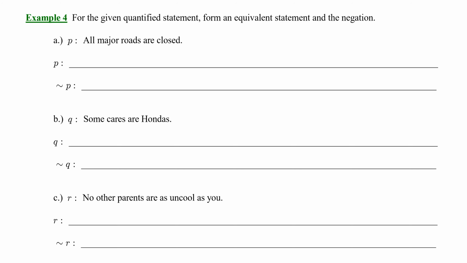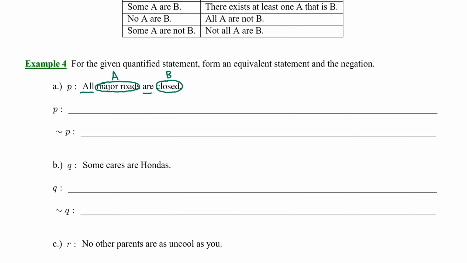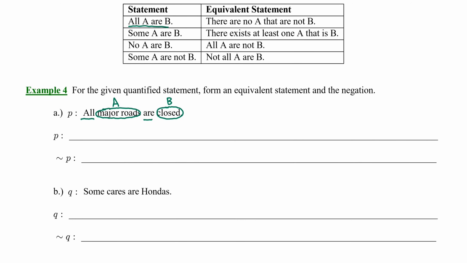Example A, we're letting the variable P represent the statement, all major roads are closed. So notice our quantifier here is all. The first group, major roads, we're going to call that A, are, they have this quality. They are closed. So the format of this statement is all A are B. Remember, I'm looking at structure, not getting lost in the details. Now, I want to form an equivalent statement. So I'm going to find all A are B, and I'm going to form a sentence with this pattern.